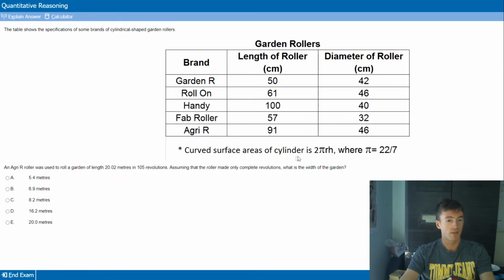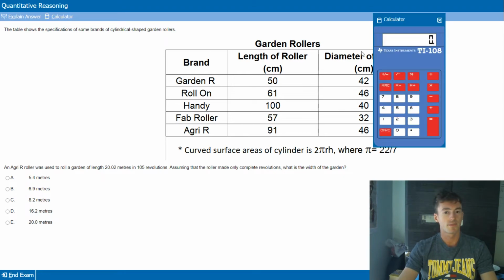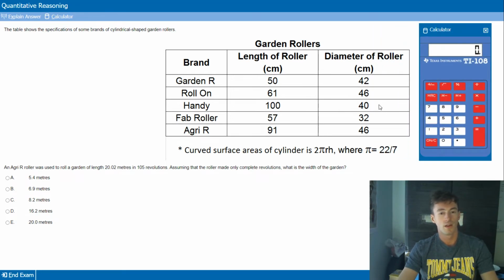So let's go through it step by step. We're told here that we can find out the area of the cylinder with the following equation, 2 pi RH, where pi equals 22 divided by 7. So let's do that now. Do 22 divided by 7 to get us pi. And then we can do this equation. So 2 pi RH, so let's break it down. 2 pi, so times this by 2. And then times by the radius.